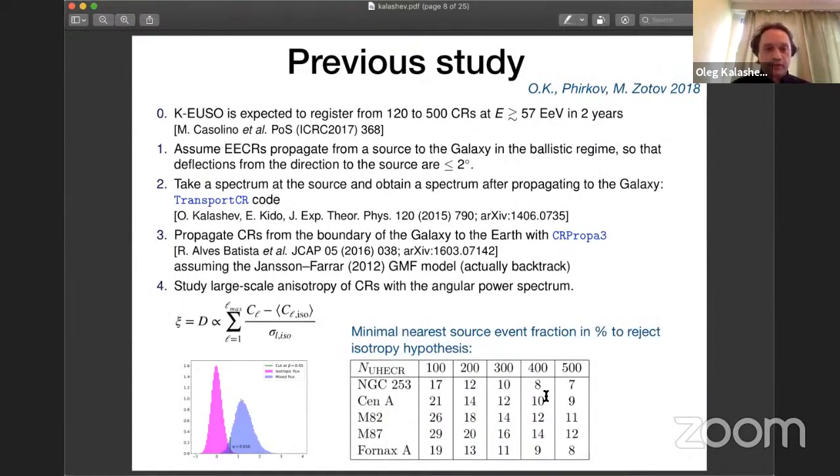Now, if we use the angular power spectrum-based test statistic, we obtain the following numbers for the minimal from-source event fraction in percents. Well, to interpret those numbers, we have to compare them with what we expect.